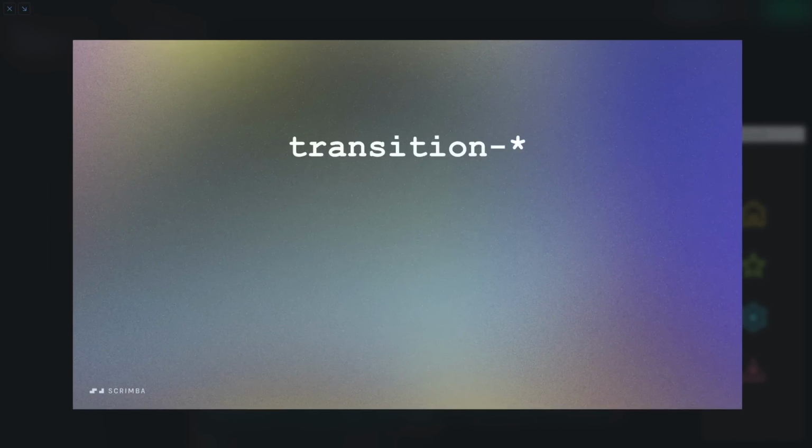First, we have transition-*, where the asterisk is the property that we want to transition. We have a lot of options here. We've got none, all, colors, opacity, shadow, and transform. Since we're only playing around with the transform properties here, we'll just use transition-transform for this scrim. But just know that there are lots of others that you can experiment with.